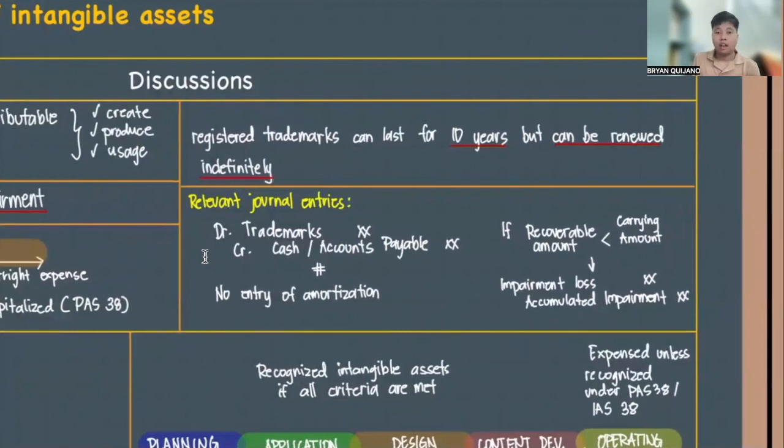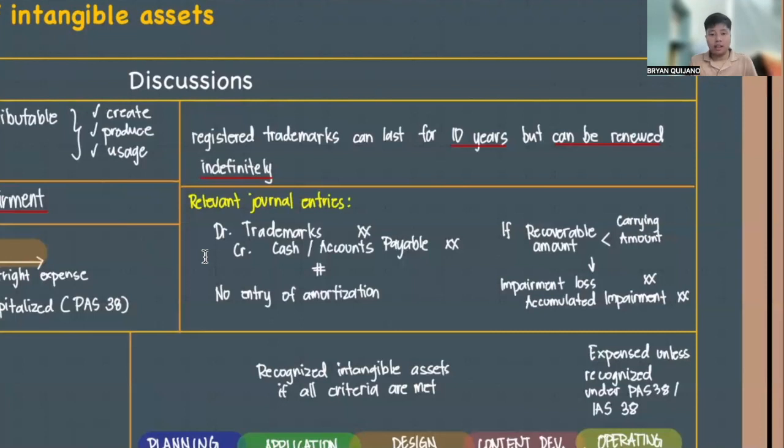The reason why a registered trademark is to be considered as an intangible asset with indefinite useful life is because the trademark can last for 10 years, but the legal owner of the trademark can renew it indefinitely. Then here are the relevant journal entries for the trademarks. We will debit the trademark and credit cash or accounts payable. Then again, there will be no entry of amortization.